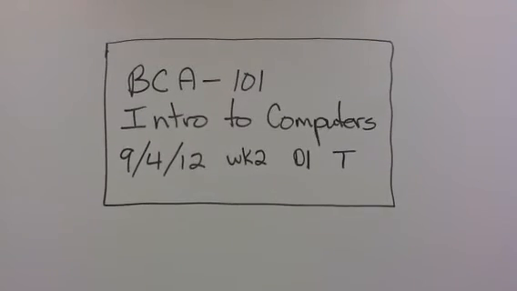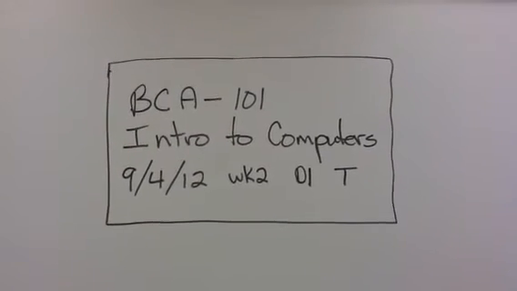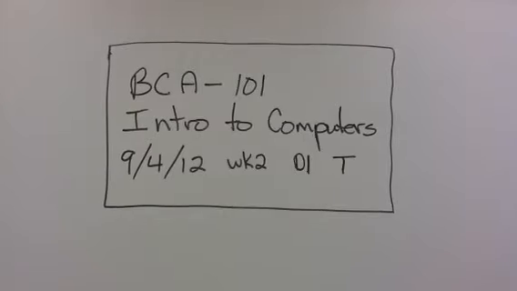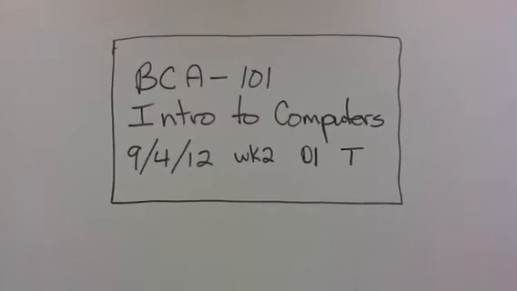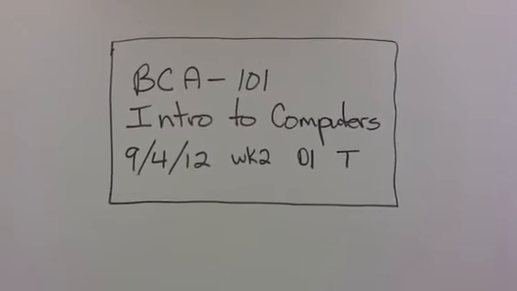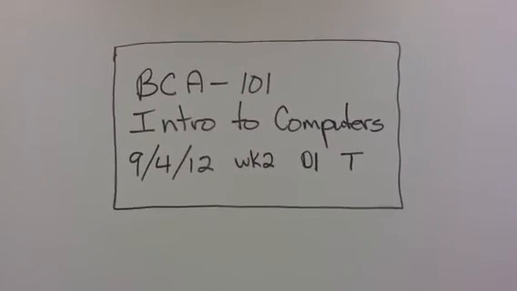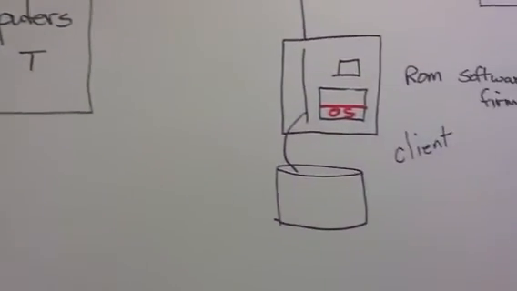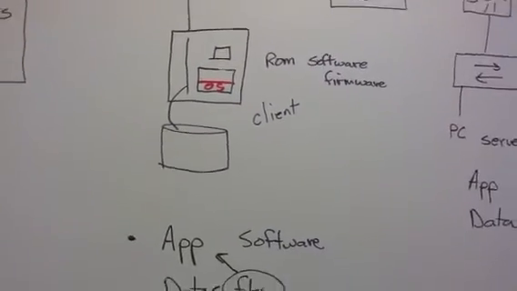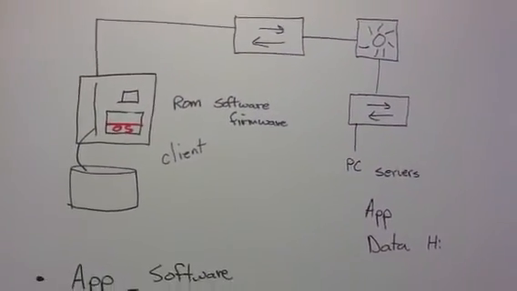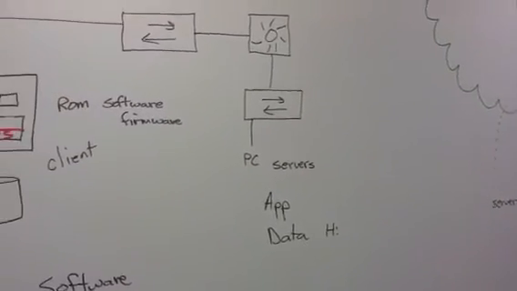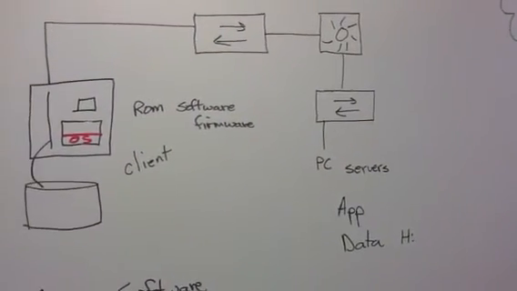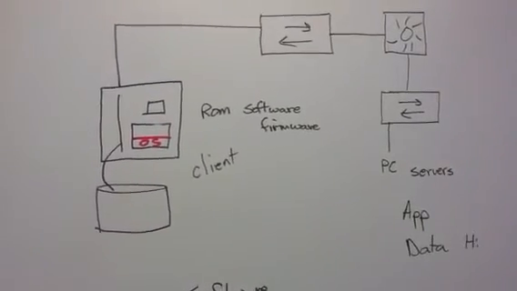BCA-101 Introduction to Computers. We're in our second week. This is a Tuesday-Thursday class. We did some examples with the machine. We actually looked at the task manager and some of those items. We reviewed some of these items that we talked about before. I've got the cloud over there. I didn't draw everything in. We talked about logging in.